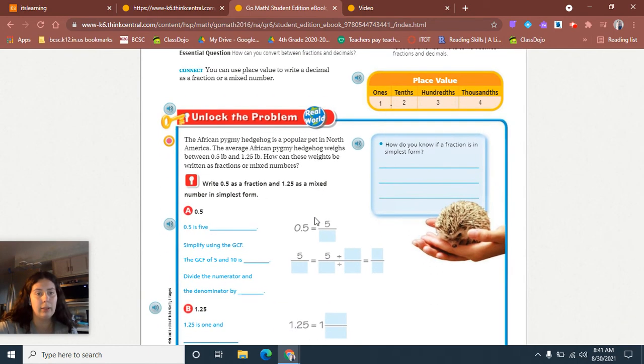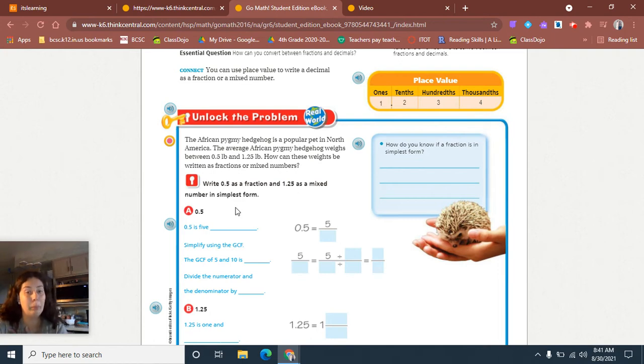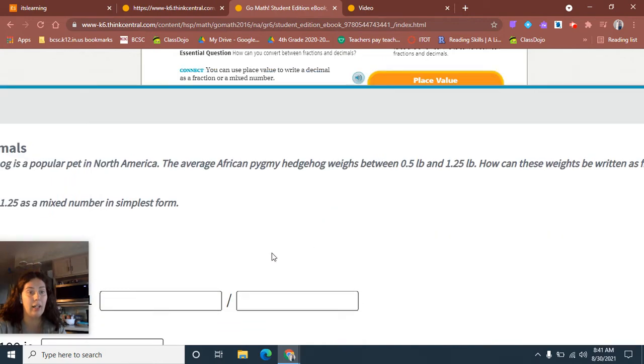So we have our decimals. First it says write 0.5 as a fraction and 1.25 as a mixed number in simplest form. So we got to first do simplest form. So our first thing here, we have 0.5. 0.5 is 5 what? What would I put in this box? Well, if I'm looking up here at my place value, my first spot after the decimal is tenths. So that means I need to put a 10 there.